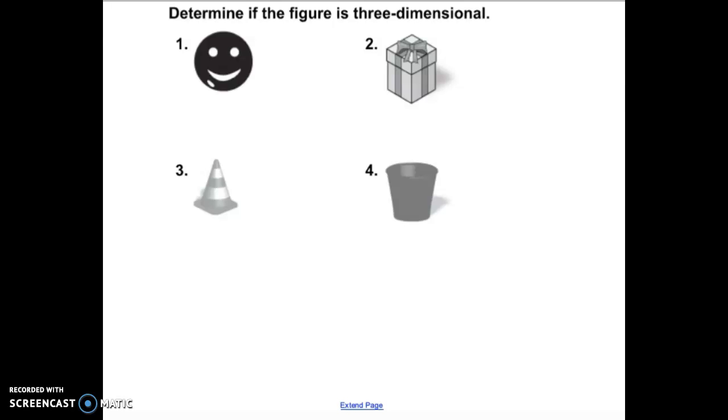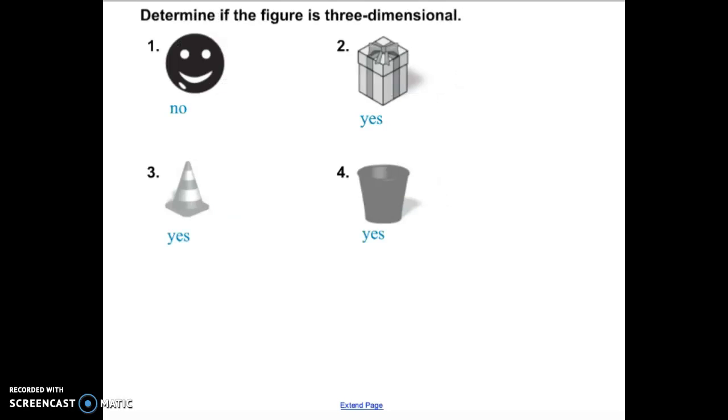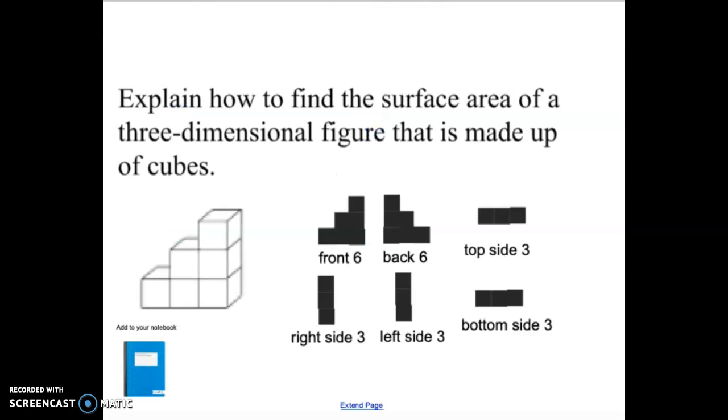All right, so determine if the figure is three-dimensional. Pause the video if you need a couple seconds, and I'll see you on the next slide. So you're right. The smiley face is 2D, and the other ones are drawn to represent three-dimensional. So you could argue you're right, they're not three-dimensional because they're on this film, but they are drawn to look three-dimensional. So that's what we're going with. You also see that they have a shadow, so that would also help indicate that.